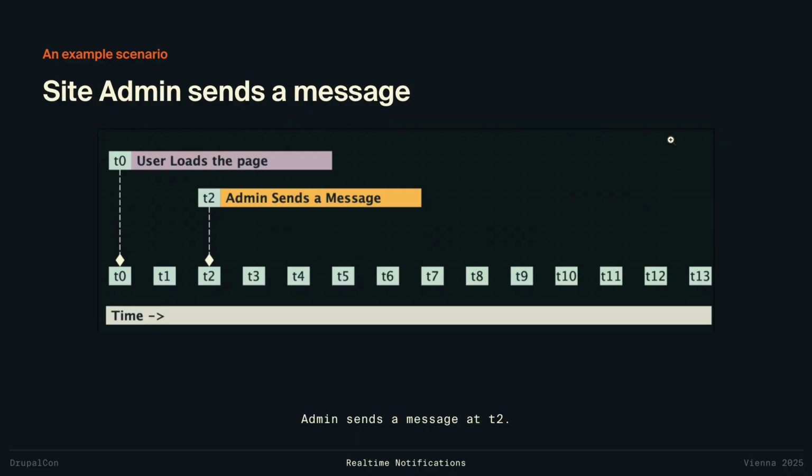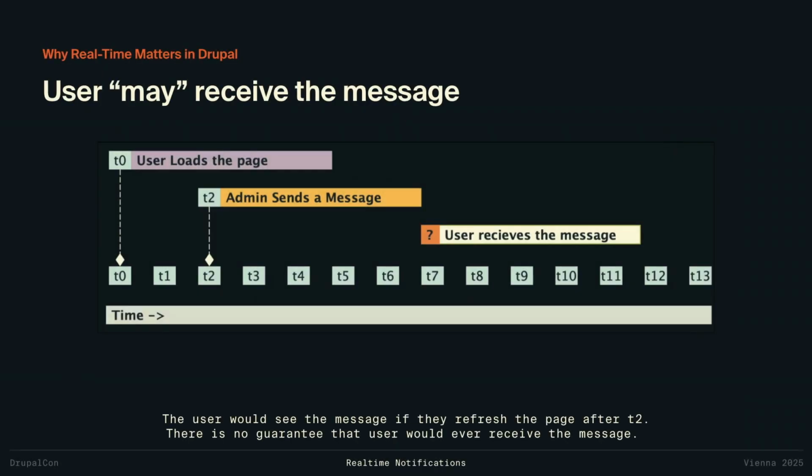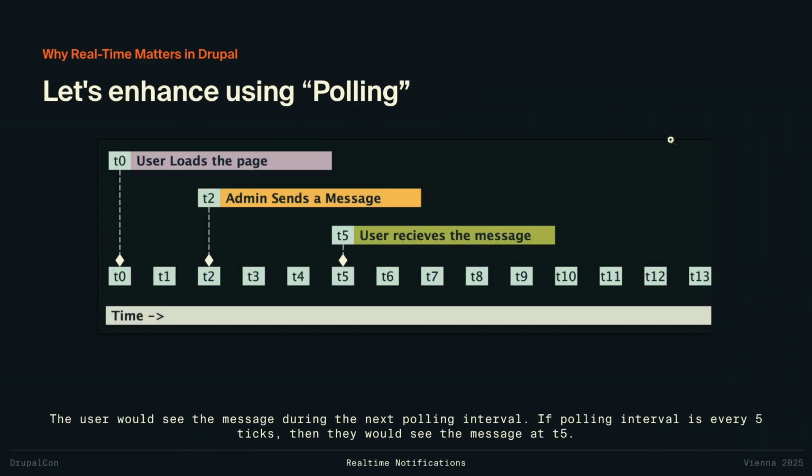At t2, sometime after the user loads the page, the admin sends the message. And then in the default Drupal version, if you implemented this using some blocks or status messages, there is no guarantee that the user would ever see the message unless they refresh the page. So what can we do here?